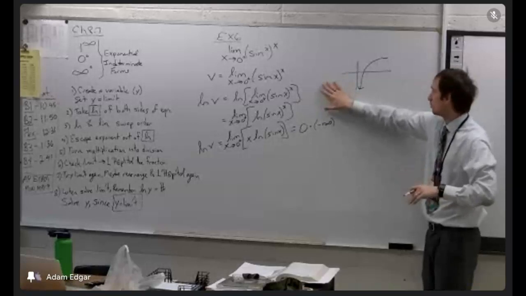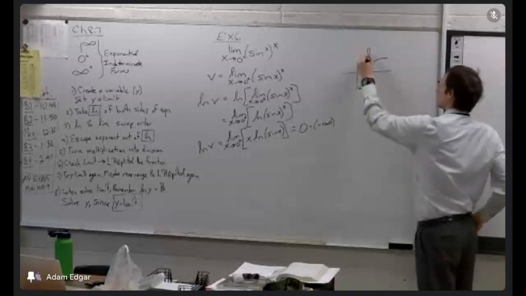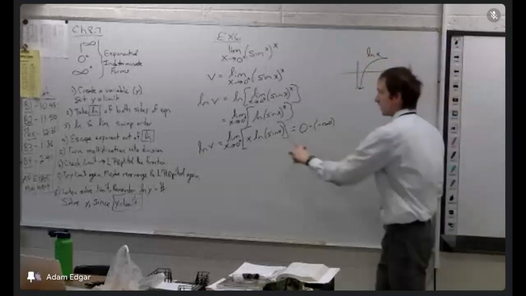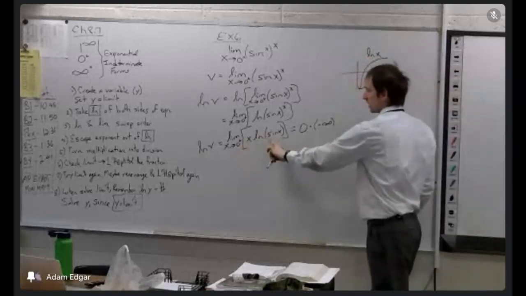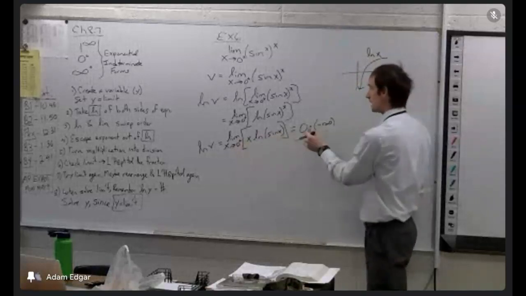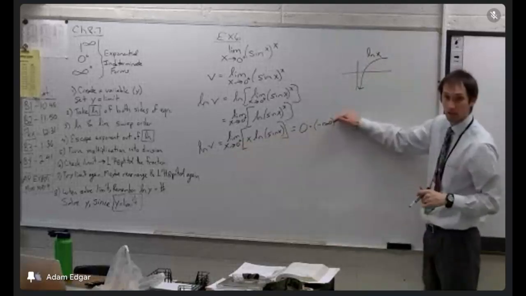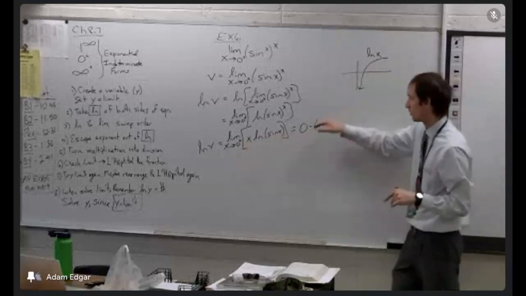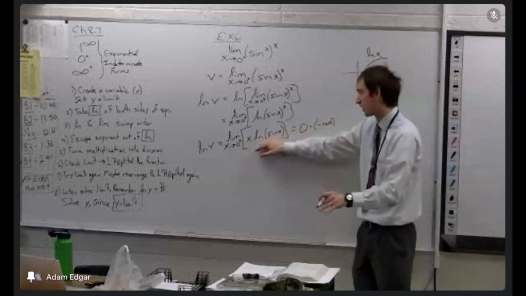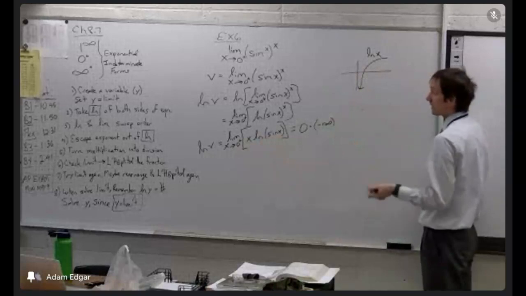The natural log of 0 is a vertical asymptote, so this is what ln of x looks like. So the limit as x approaches 0 from the right of natural log of 0 is minus infinity. And now here we have a different indeterminate form. This is better because here we can now turn multiplication into division. And that's what I should have done. So instead of doing the derivative, I should have said, let's turn this into division.